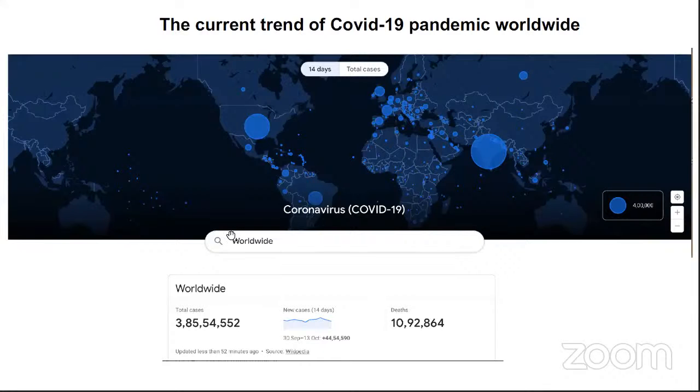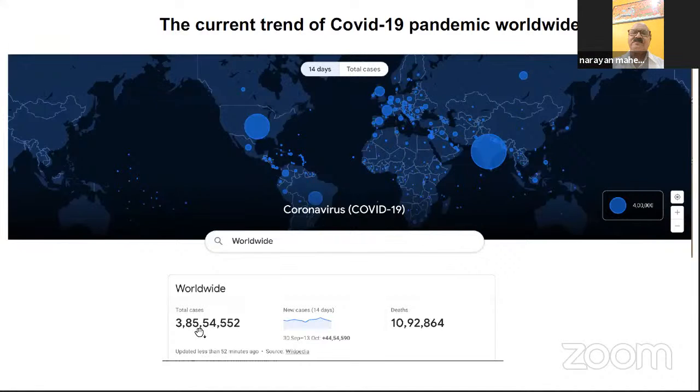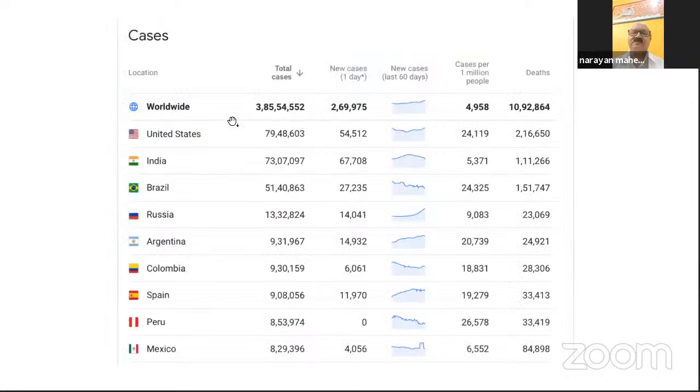You can see the total number of cases here, which are like 3 crores, 85 lakh and 54,000, and the total number of deaths are overwhelming, giving us a number of 10 lakhs plus. So it is one of the serious diseases. And right now, this is the scenario which gives us the total count of cases and deaths happening worldwide. And we are also on the top. So this is really a scary situation for India as well.